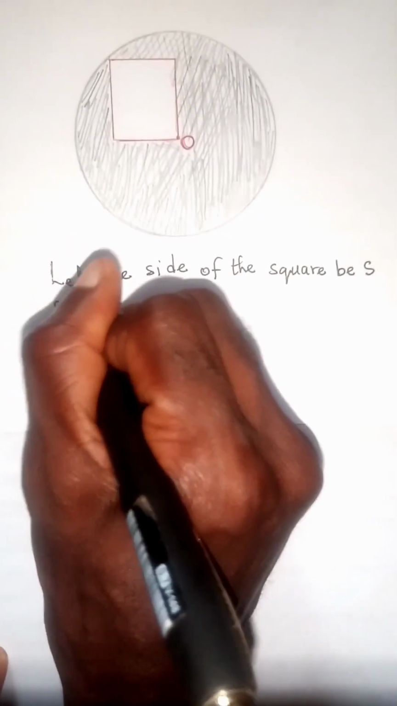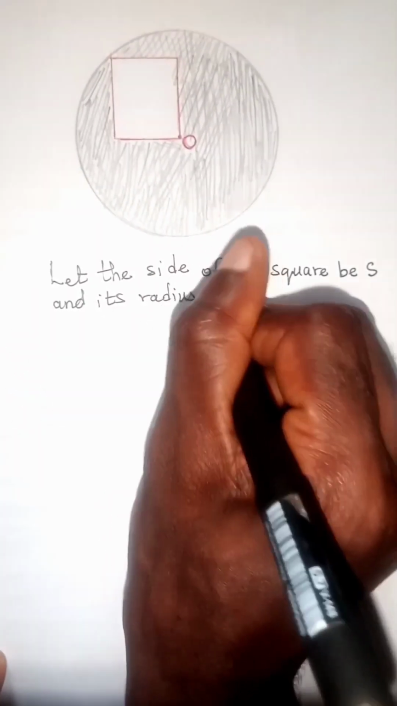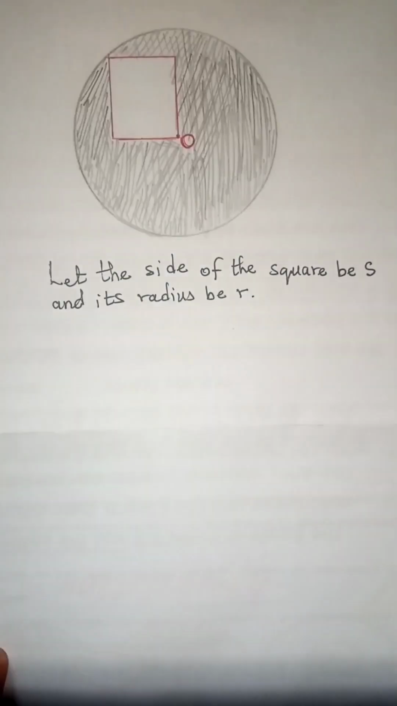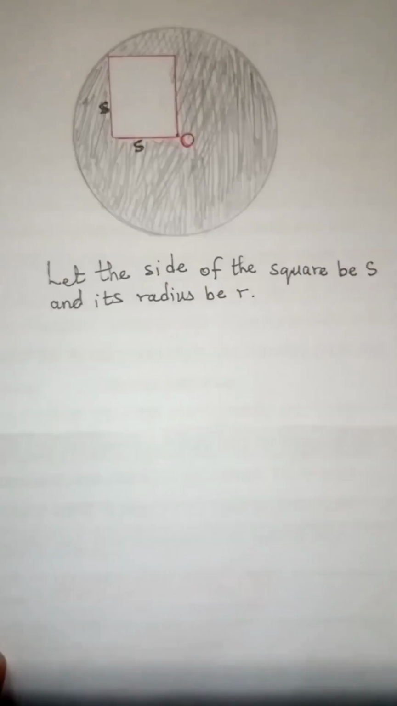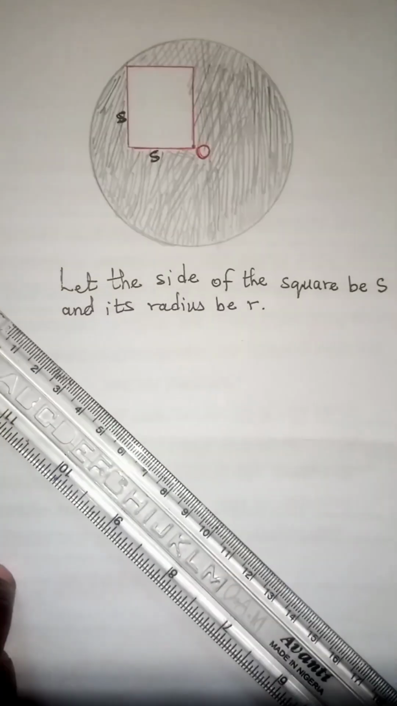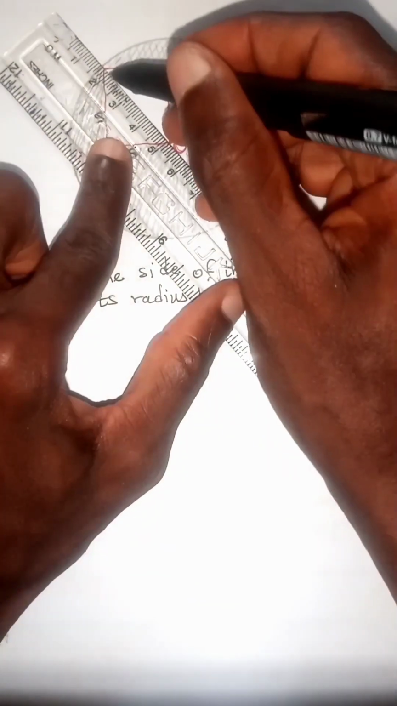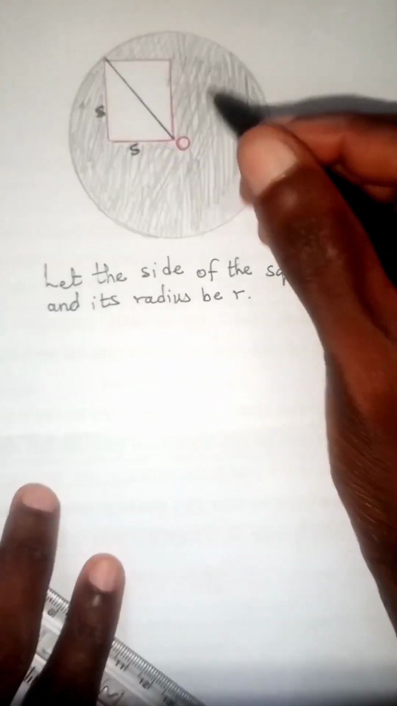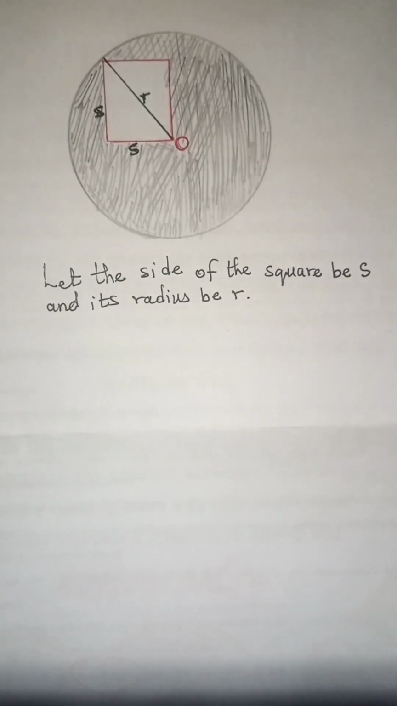Then we make a representation for the radius of the circle as well. We can let the radius be R. So we have decided to use the usual letters that we use for these sides. Now, coincidentally, the radius of the circle is the diagonal of the square. So we join them together.